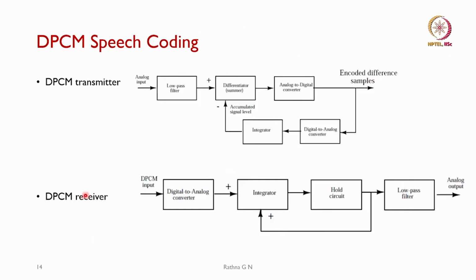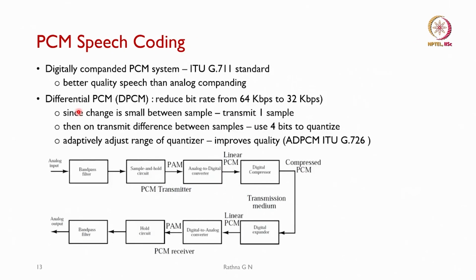So, coming to our differential PCM speech coding, how is it going to work? We said that from 64 kilobits per second we are reducing it to 32 kilobits per second. We will transmit one sample, since the change between samples is small, and then transmit the difference between the samples. So, we will be using only 4 bits to do the quantization.